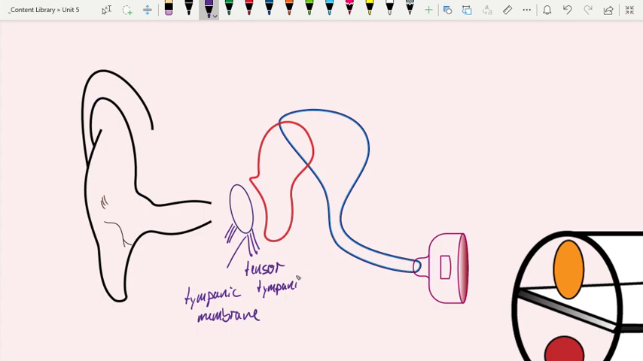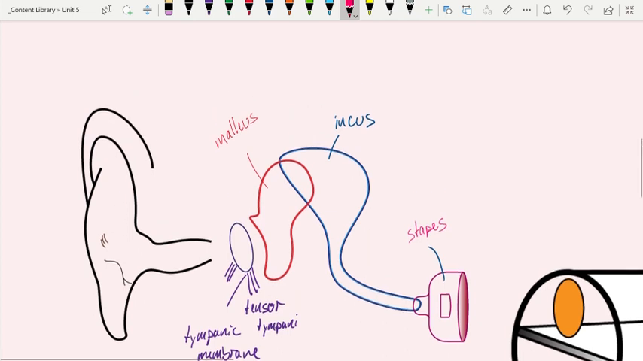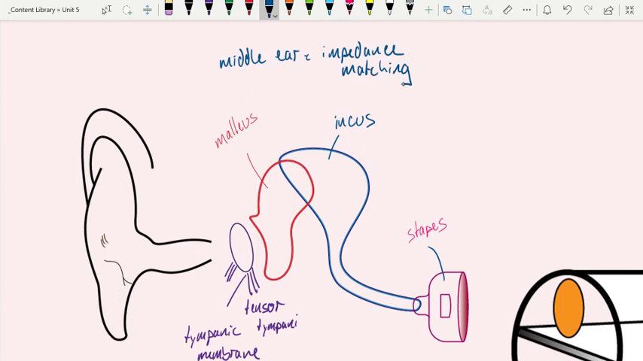So if we look at these different ossicles, these tiny bones inside the ear, we have the malleus, the incus, and then down here, the stapes, or the hammer, anvil, and stirrup. The purpose of these bones is impedance matching, okay? The whole purpose of the middle ear is impedance matching. What does that mean? Well, when we think about acoustic impedance, this is more or less the same as resistance, and this is just the ratio of pressure and flow.